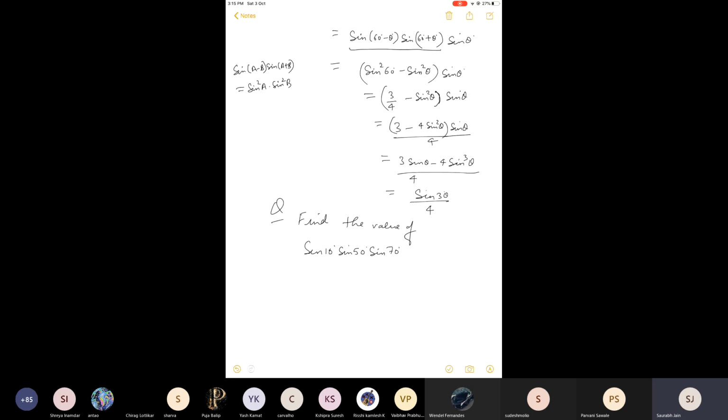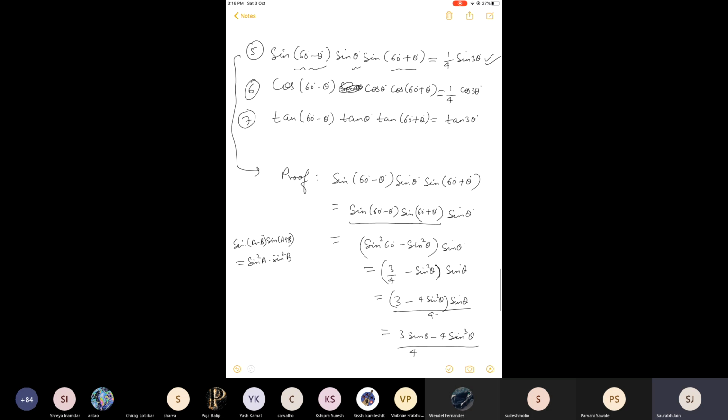So let's start with this question. Find the value of sine 10 degree, sine 50 degree, sine 70 degree. We have no knowledge of any of the values of the angles given here. Like sine 10 degree, we don't know its value. Sine 50 degree, we have no idea about its value. Sine 70 degree, no idea. Still, we can find the value of their product. Why? Using the fifth result.